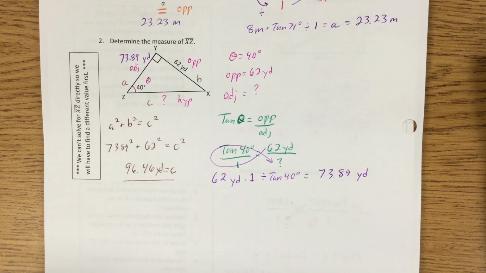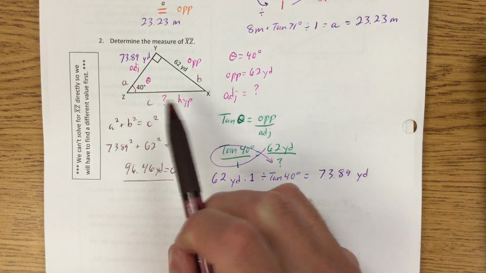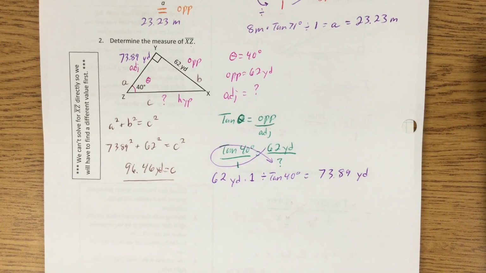Now again, this is based on just using tan. In the next part of this lesson, we're going to look at sine and cos, which would be a lot easier to find our hypotenuse for.